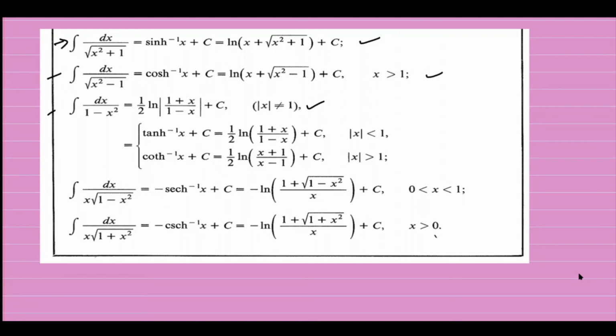Similarly, integral dx by x into square root of 1 minus x square is minus sec h inverse of x plus c. And integral dx by x into square root of 1 plus x square is minus cosec h inverse of x plus c. So these integral formulas you have to remember by heart, because when we do problems of integration, these formulas will be useful. So study all these formulas. In the next class, we will do some problems of integration. Okay, thank you.